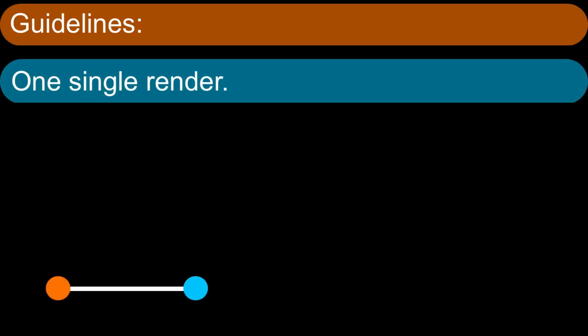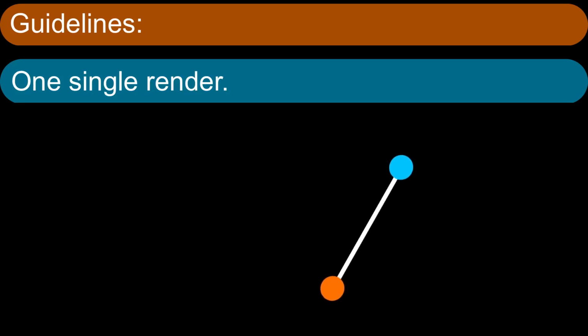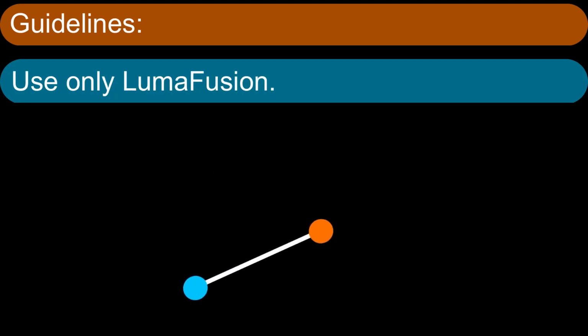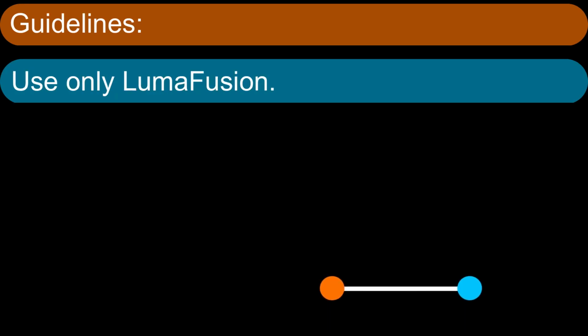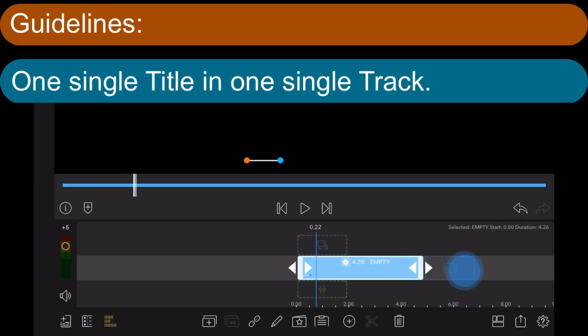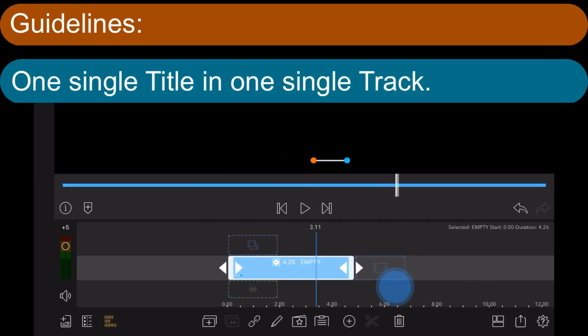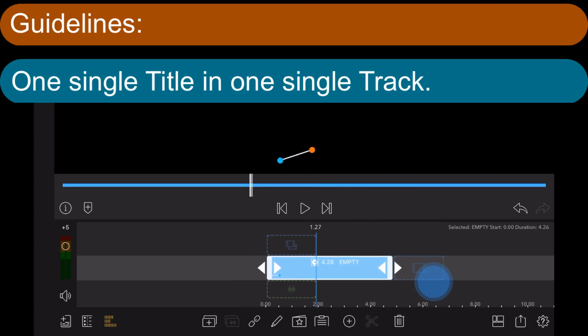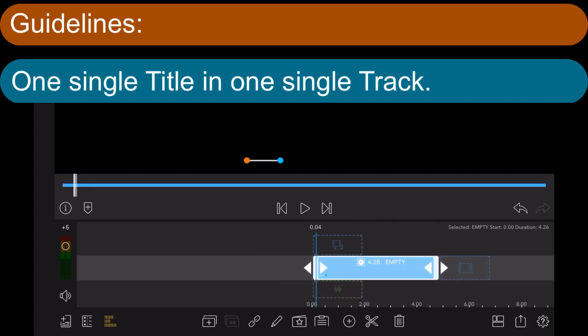A few guidelines that you'll need to follow for your solution to qualify. Everything should be done in one single render. In other words, don't render and then import to LumaFusion and continue. Of course, use only LumaFusion, no other apps are allowed. The final project should contain only one single track with one single title containing the whole animation.